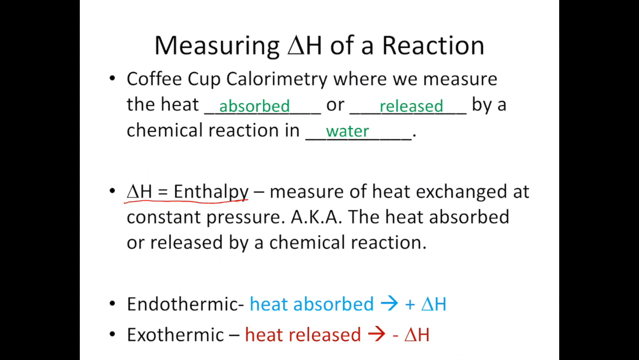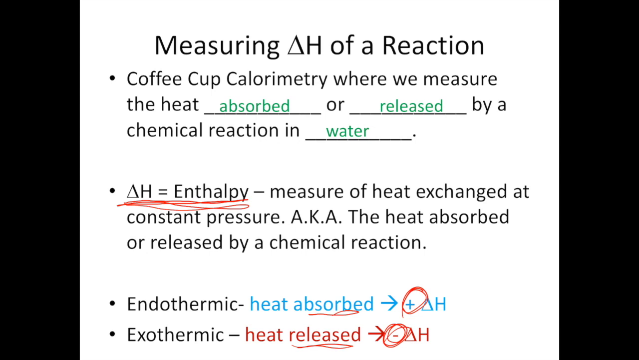Delta H is your enthalpy, which is a measure of heat exchange at constant pressure. So basically it's the heat absorbed or released by a chemical reaction. So we're going to talk about enthalpy quite a bit. Essentially the difference between Q and enthalpy is that your enthalpy, delta H, is per mole of your reaction, whereas Q is just a general heat. Remember that endothermic is heat absorbed, so your sign is positive, just like it was with Q.